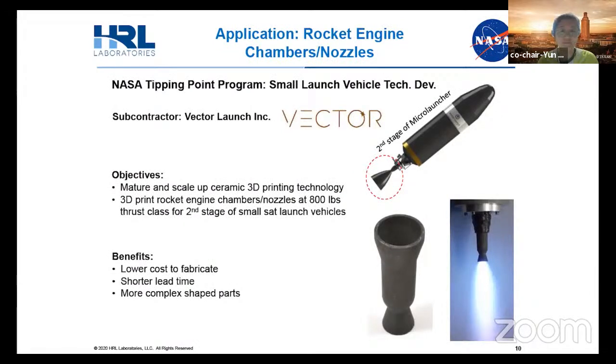Through this work in additive manufacturing, our group had a NASA Tipping Point program for small launch vehicles. In this program, we were tasked with 3D printing ceramic rocket engine nozzles for the second stage of small sat launch vehicles. The benefits of 3D printing these parts include lower cost to fabricate, shorter lead times, and incorporation of higher complexity in the part geometry.